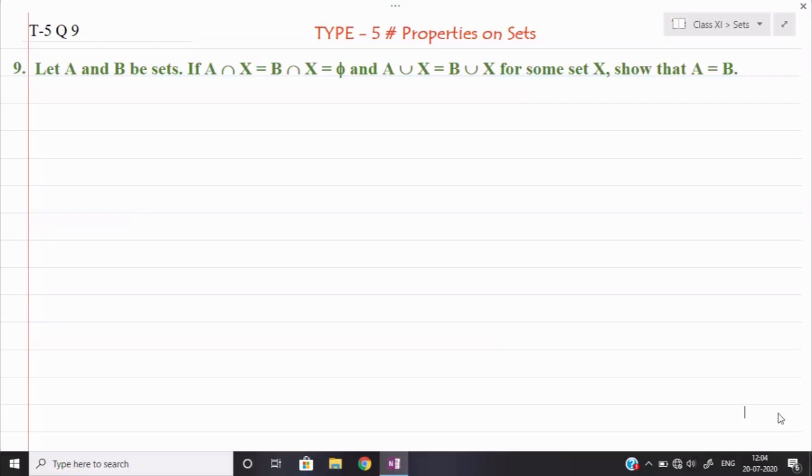So let us see how we can prove it. This question also we shall prove in a similar way as we did question number 5: we prove A is a subset of B and B is a subset of A, then A and B both are equal. The same procedure we shall follow here. First of all, we shall take one of the given things. We are given that A union X is equal to B union X. Now what I am doing here is considering A intersection on both the sides.